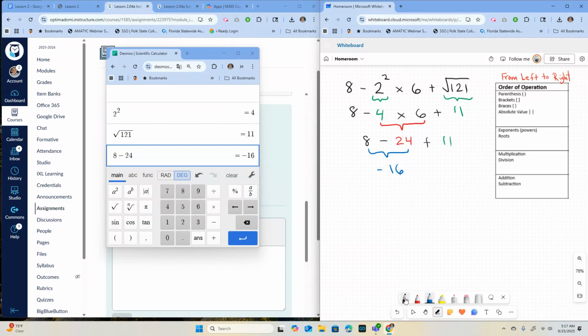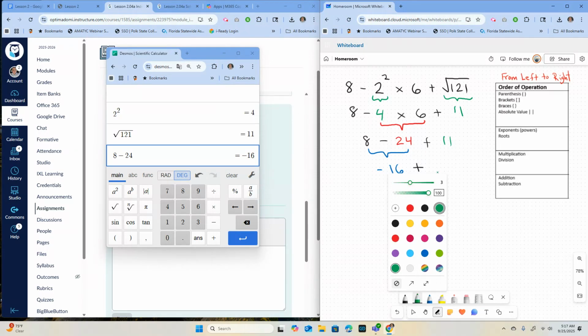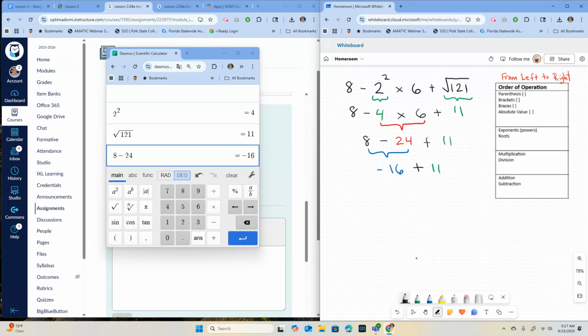And then everything else that you have not used, write it again. Okay. So I haven't used yet the plus and the 11. And finally, I'm going to do the addition because that's the only operation left to do. And again, use the calculator if you don't know how to do this mentally. Negative 16 plus 11. And you can see that our final answer is negative 5. And that's how you do problem number 2.